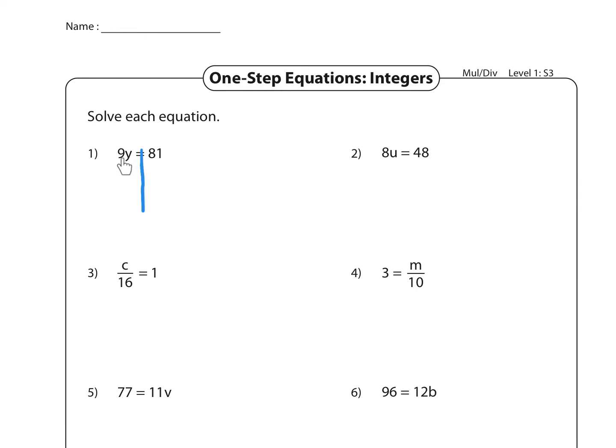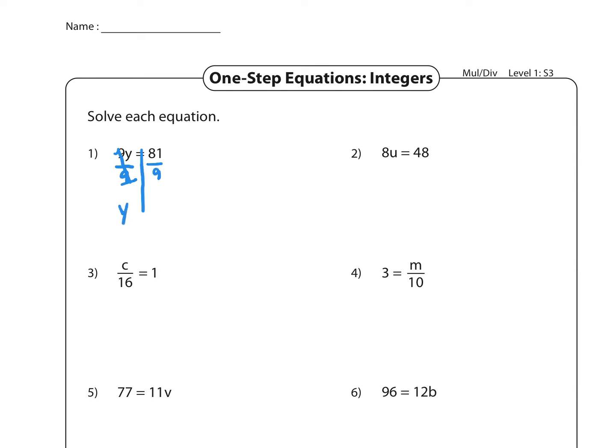So in order to solve, we have to do the opposite, what we call in math the inverse of that. So we're going to divide. We're going to divide by the number 9. And whatever we do on one side of the equation, we have to do on the other side of the equation. And what happens is 9 divided by 9 is 1, and 1y is the y.